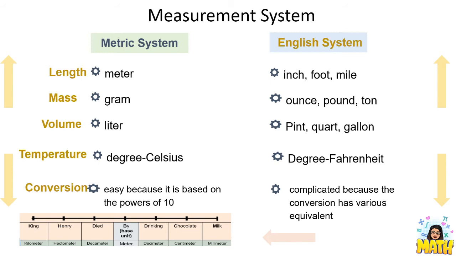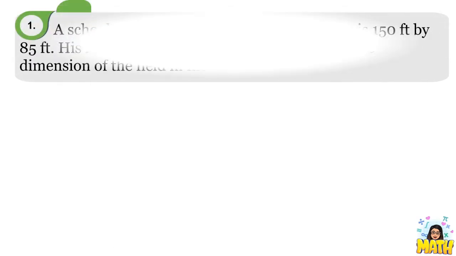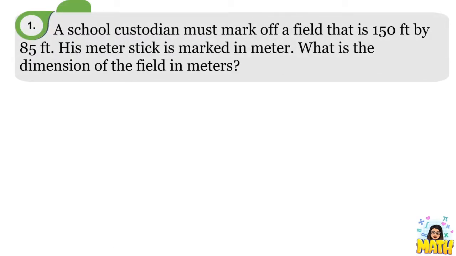So this time, let's have word problem. So let's have the first application. A school custodian must mark off a field that is 150 feet by 85 feet. His meter stick is marked in meter. What is the dimension of the field in meters?